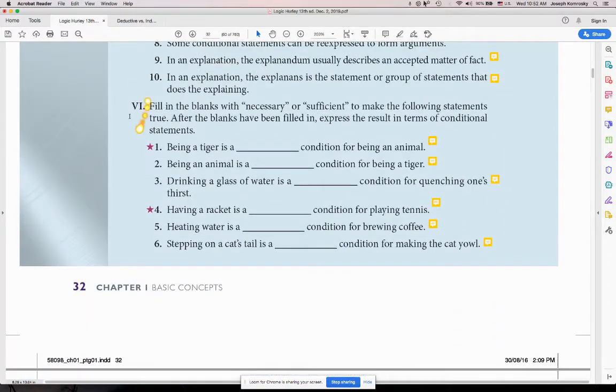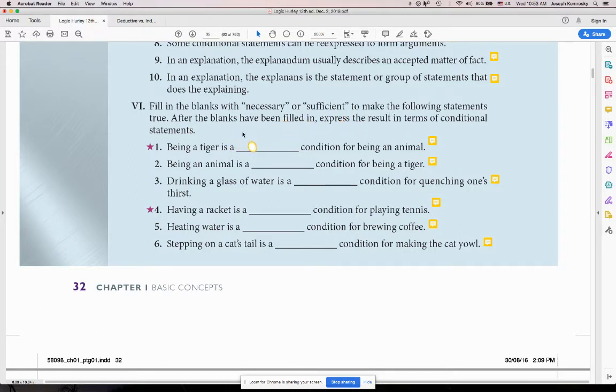Right here. So in section 6, being a tiger is a blank condition for being an animal. Is it necessary? Is it needed for being an animal? Or is it sufficient? It counts as an instance of. Or if I have a tiger, then I'm guaranteed to have an animal. Which one is that? Is that necessary or sufficient? Sufficient, right? Being a tiger is a sufficient condition for being an animal. It counts as an instance of being an animal, or if I have a tiger, then I'm guaranteed that I have an animal.